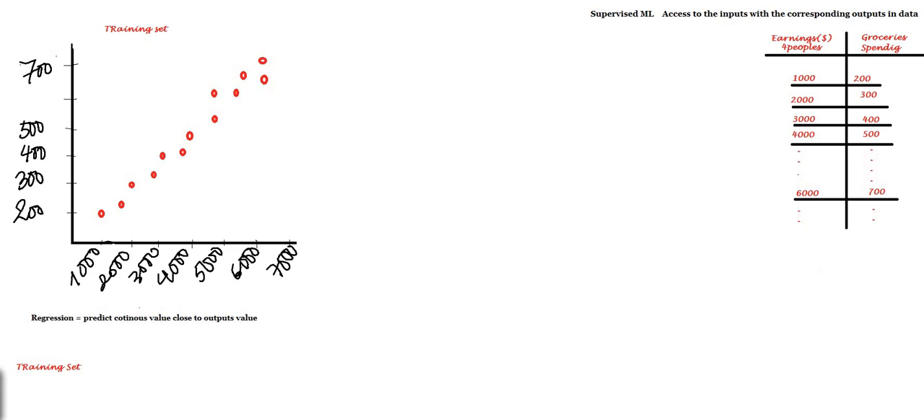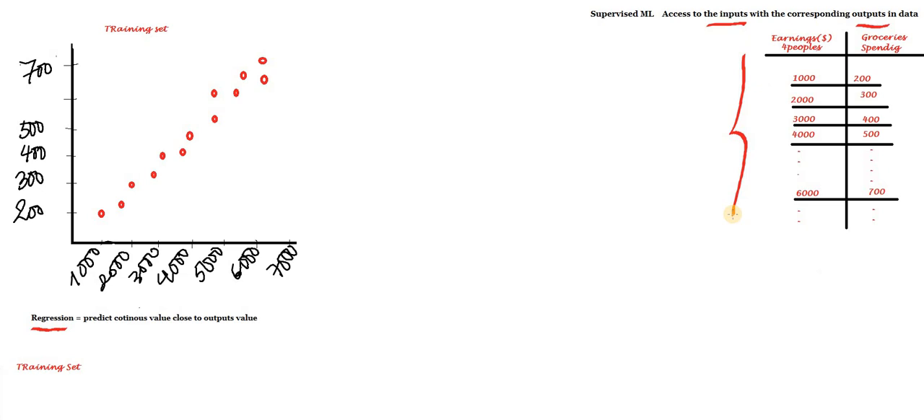Here, in this part, we want to go through the process of supervised machine learning task with regression to create our model. So previously, we talked about supervised machine learning task is when you have access to the input with the corresponding output inside your data. Here we have a fictional data. This is not a real data. It's just for the purpose of learning.